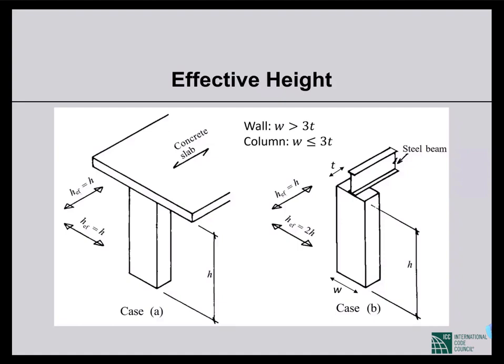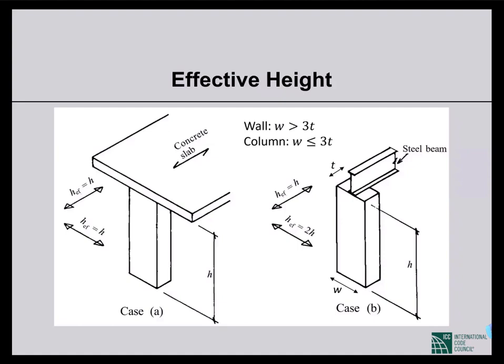Now, the distinction between wall and column is just the length to thickness or width to thickness. Width and length is the same thing in this context. Length to thickness ratio. If the width or length of a masonry work is less than 3 times the thickness, then that is column. If it is more than that, then that is wall. Now, depending on the support condition, the effective height will be different. If the wall is continuously supported at the bottom and at the top, then the effective height is same as the wall height.